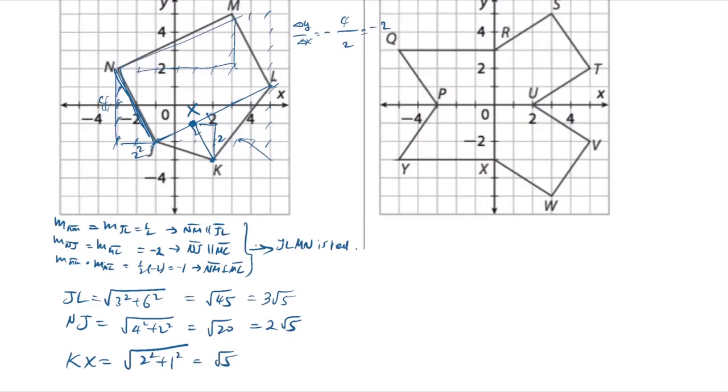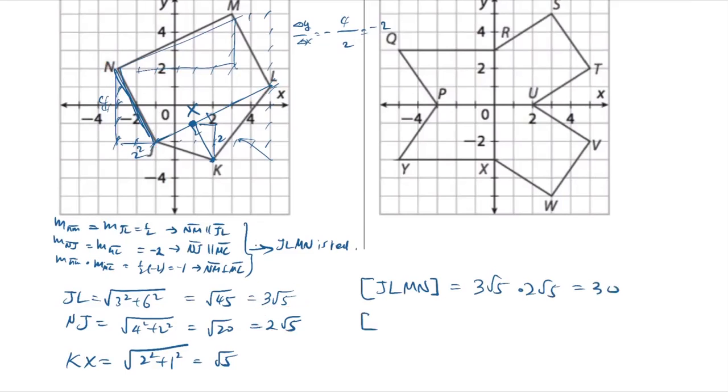All right, guys. So the area of JLMN, that is a rectangle, isn't it? It's the base times the height. It's this times this, which is these two. So that'll be 3 root 5 times 2 root 5. Earlier we found that to be 30.